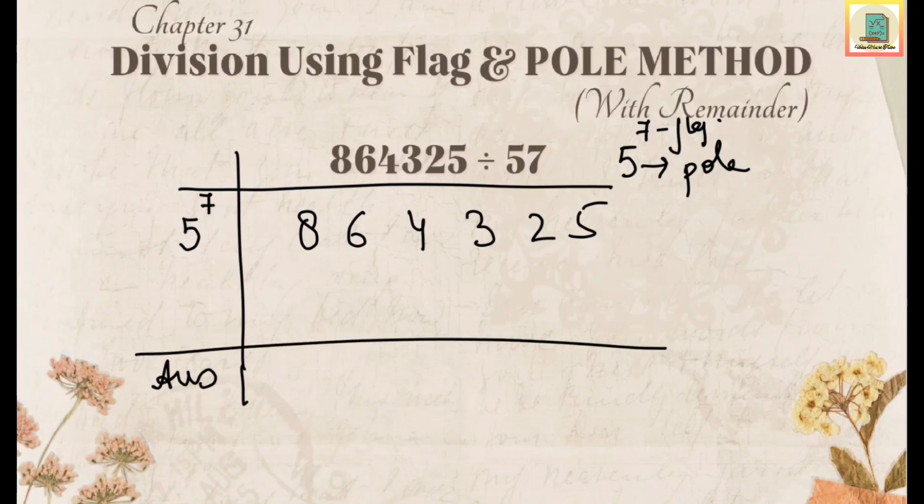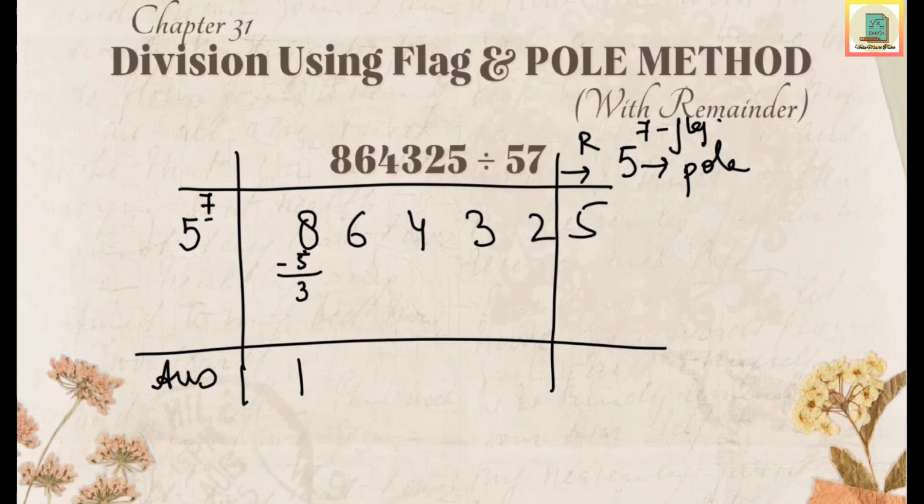Since we have single digit in the flag, so we will leave one digit from the right hand side and put a partition over here. This part will be the remainder part. Now let's start the question. So first of all, 8 will be divided by 5. So it will go by 1. So 1 5s are 5. Now we get 3 as a remainder.